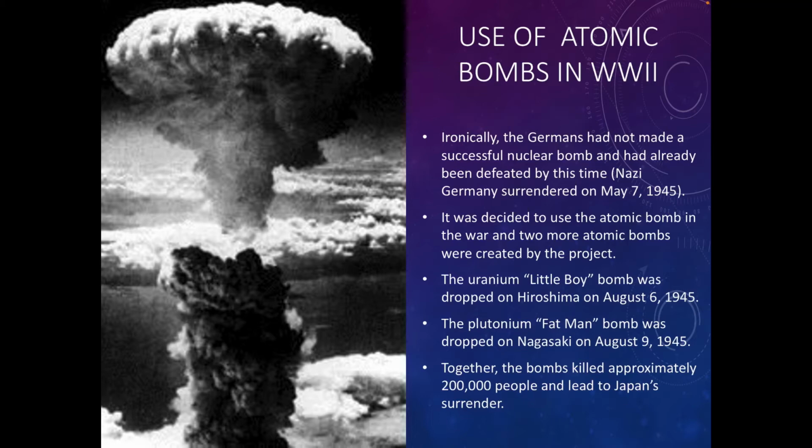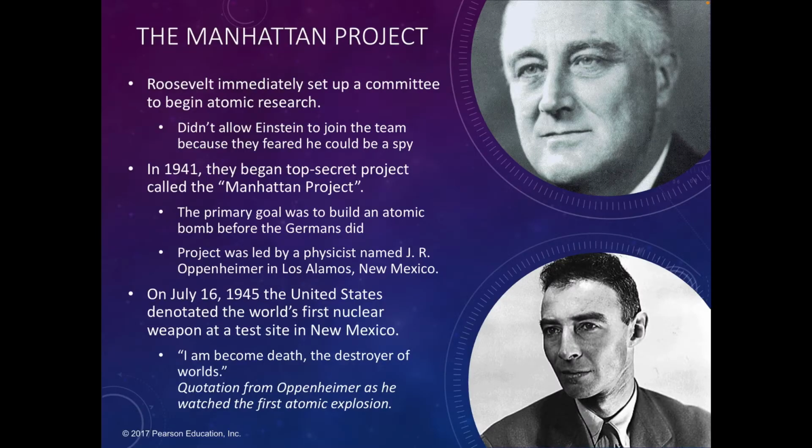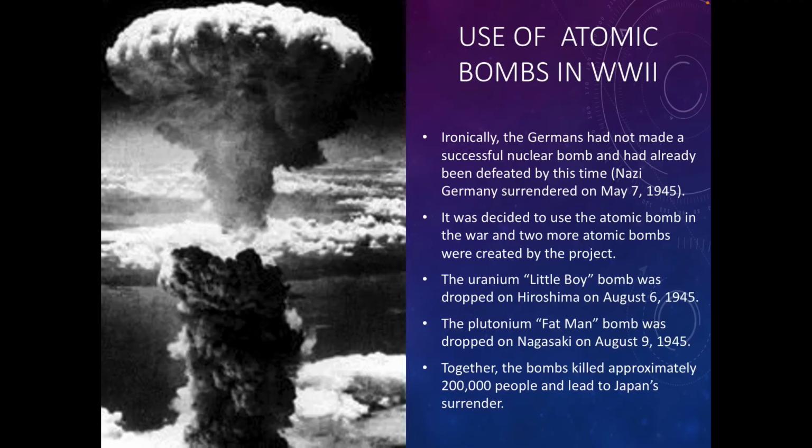The whole point of this project was to essentially beat the Germans to make an atomic bomb before they did. But ironically, the Germans didn't make any successful nuclear bombs at all. They didn't really make much progress, and they had already been defeated by the time the United States was able to weaponize this nuclear fission. Germany surrendered on May 7th, and our bomb was detonated on July 16th. So again, it was kind of close, but it was already over.